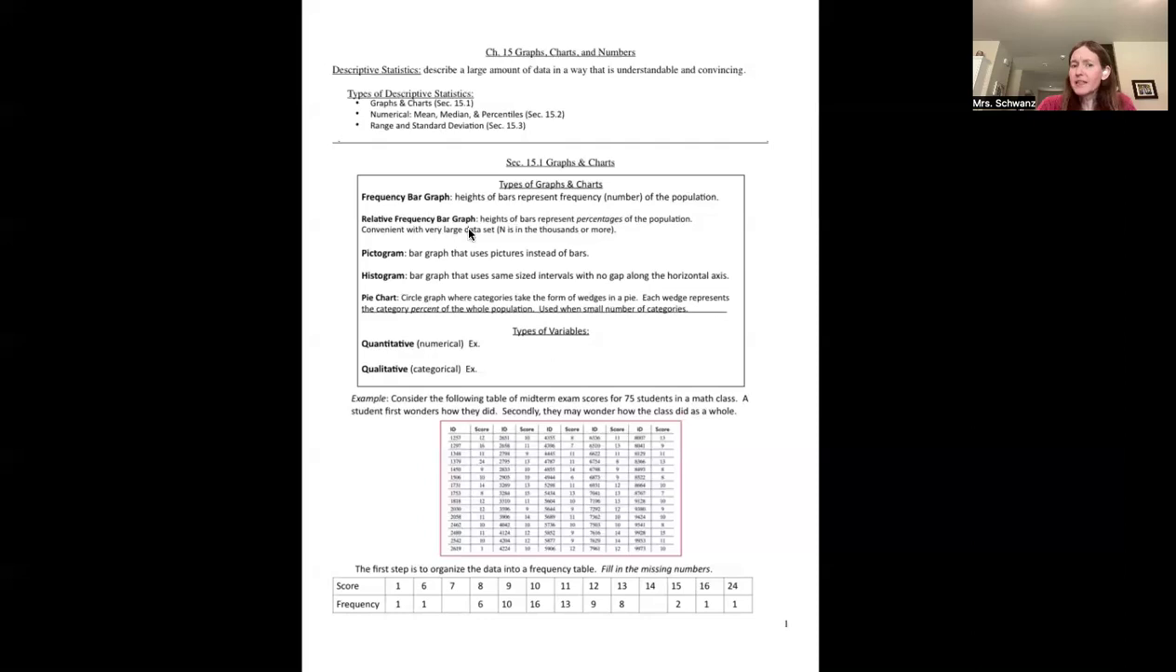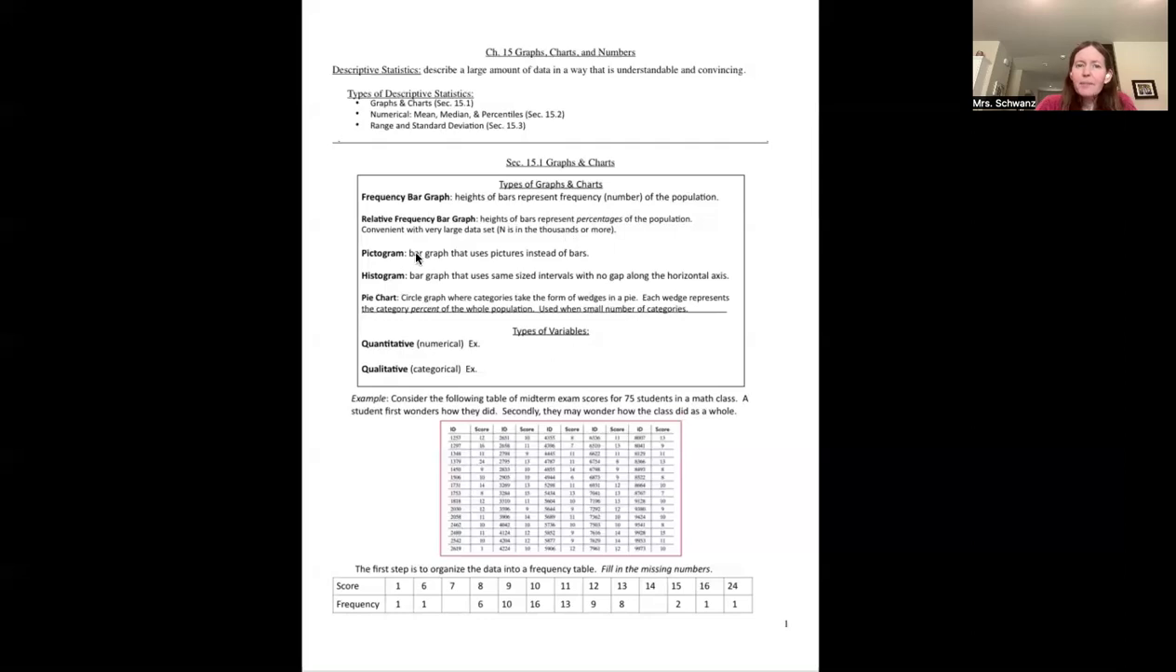A relative frequency bar graph, the height is no longer the number of people with that characteristic, but the height of the bar is the percent of the population with that characteristic. Sometimes it's written as a decimal, or sometimes it's written as percentages. I believe in this textbook, they write it as percentages. Sometimes instead of percentages, they write it in a decimal format.